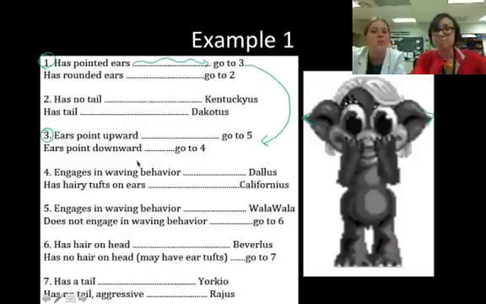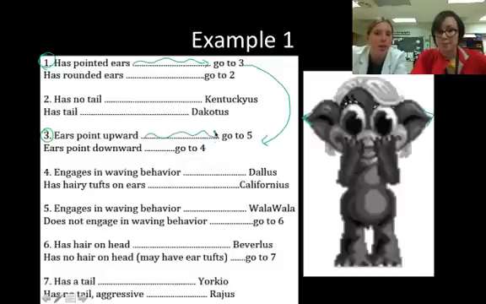Right. Okay. And so I would say that this guy, his ears are not really drooping down. Instead, they seem pretty perky. So I would say that his ears point upward. So I'm going to make this choice. Okay. I'm going to follow it along. And what does it say I need to do? Now I need to jump over 4, and I'm going directly to number 5. All right, let's jump down here.